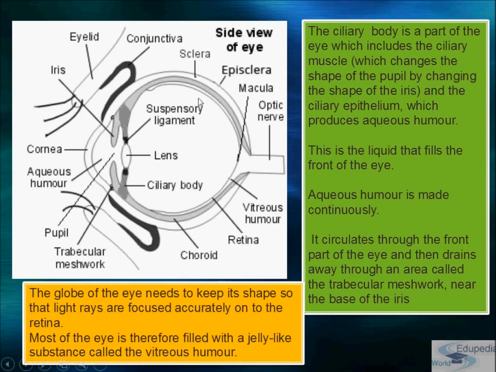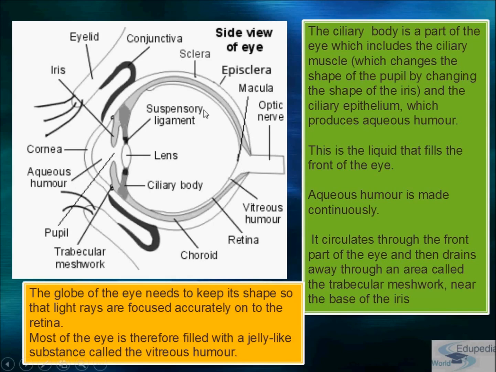Okay, so the entire eyeball is differentiated into two chambers. First is your aqueous humor and second is your vitreous humor. The aqueous chamber is a space between cornea and lens. See, this is your cornea and this is your lens, and the fluid filled is called aqueous humor.